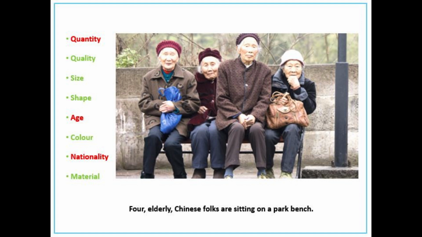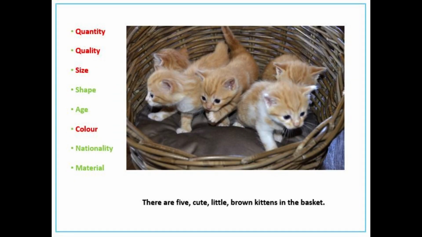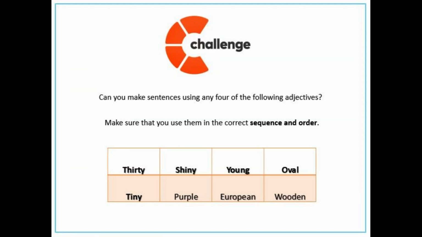Take a look at this next example. Four elderly Chinese folks are sitting on a park bench. Take a look at this example. There are five cute little brown kittens in the basket. Here is a challenge for you. Can you make sentences using any four of the following adjectives? Make sure that you use them in the correct sequence and order.